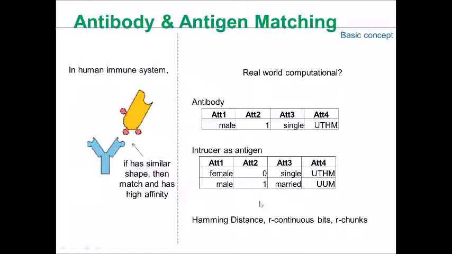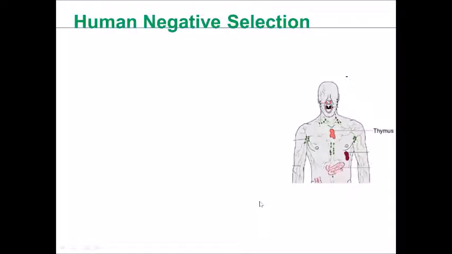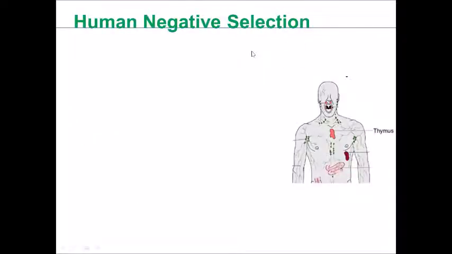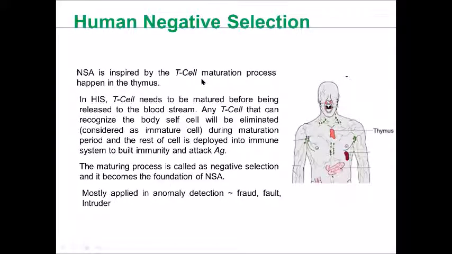So Euclidean distance, Hamming distance, we can use these. This idea is based on the antibody and antigen matching. It leads to the introduction of the negative selection algorithm, which was proposed in 1997 or 1994 by Forrest. This is the first artificial immune system algorithm that has been proposed, inspired by the T cell maturation process that happens in the thymus.